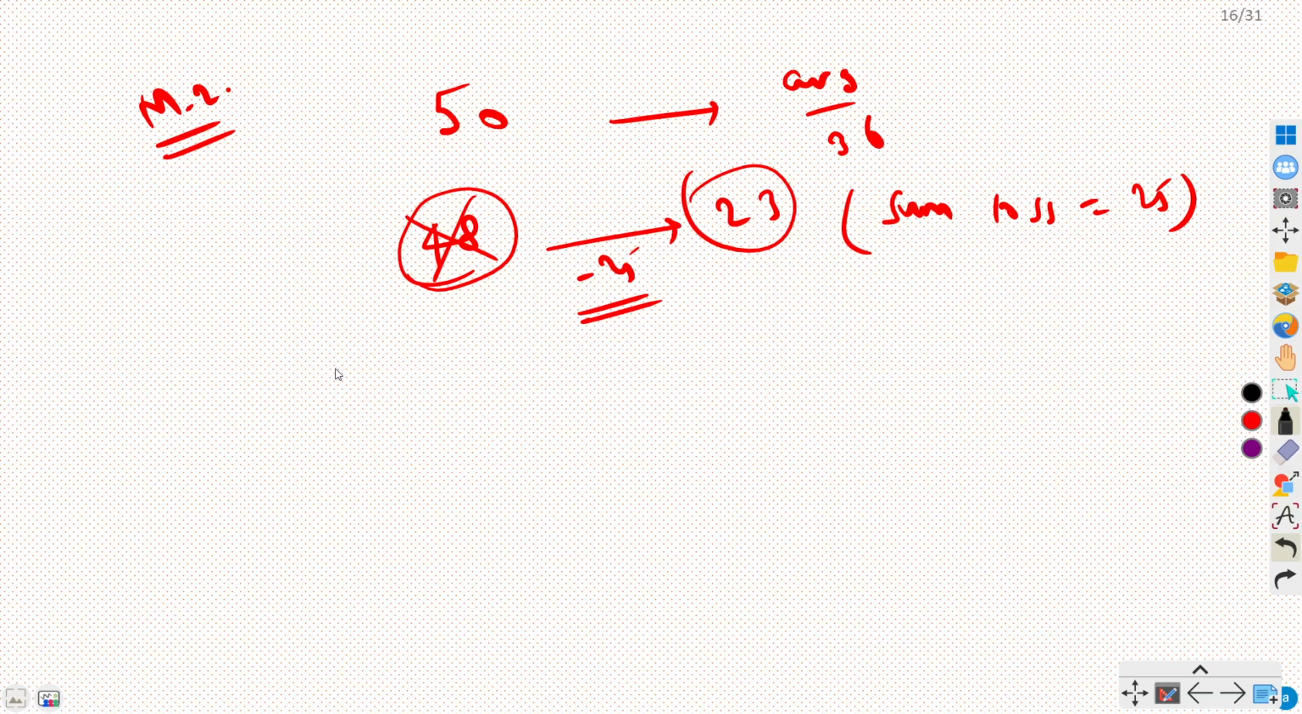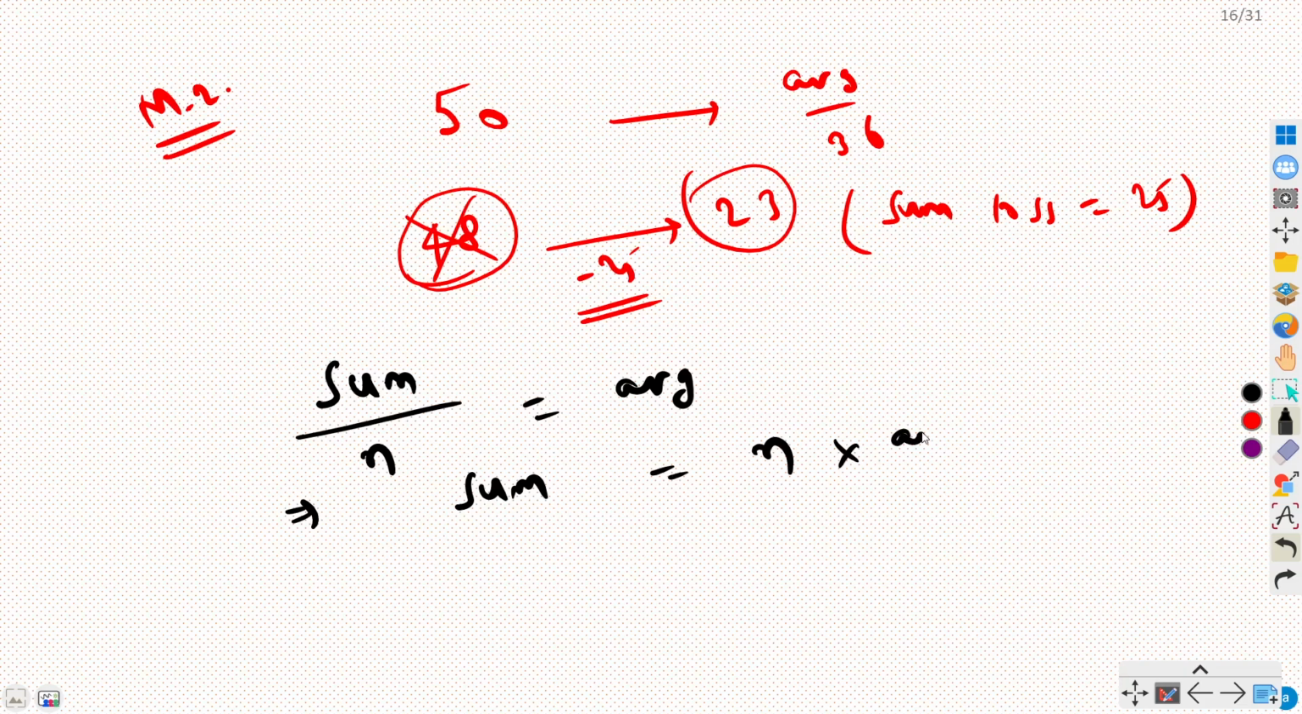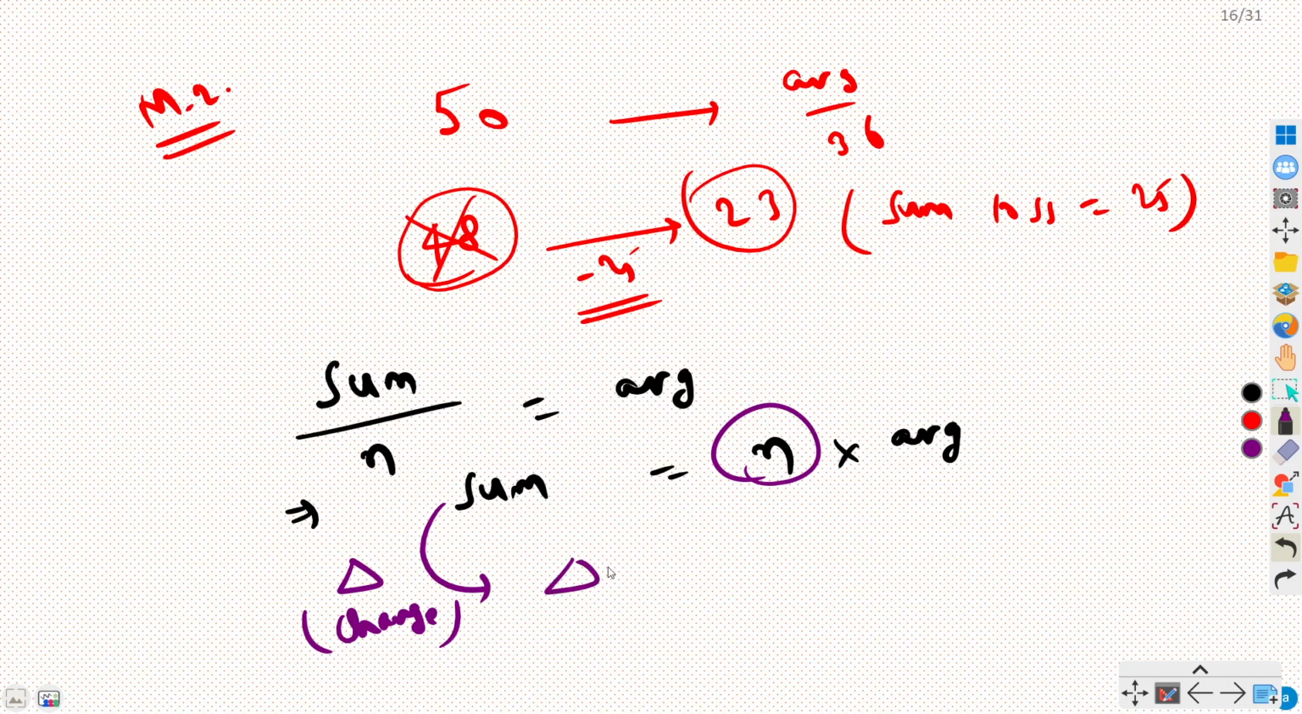Now notice here, we say that sum by n equal to average. So from here, can I say that sum equal to n into average? Now I can apply this in the same equation. I can rewrite this as delta. Delta means change. So let's say my number of observations is not changing. So can I say that delta sum will be n into delta average? So from here we can say that delta average equal to delta sum by n.